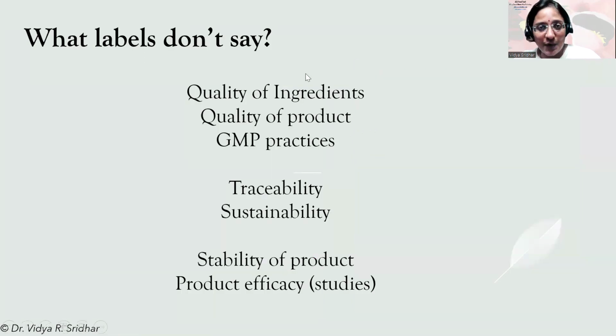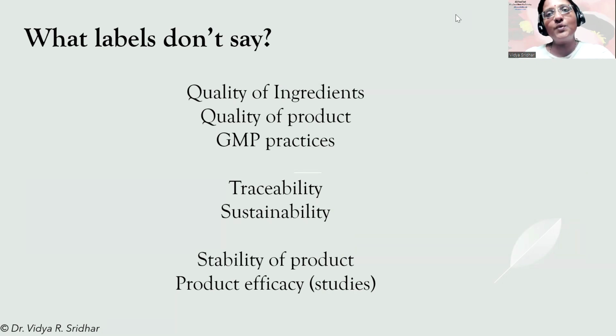Now, you all know what labels say, but there are certain things that labels also don't say. They don't say where the ingredients are coming from, what the quality is, what the traceability is, whether the ingredients are from a sustainable source, whether the manufacturing facility is using sustainable resources, whether water was saved when they made this product, how the stability of the product is, and whether they are going to deliver what they are saying until the end of shelf life, whether it has been tested to make sure that I get everything I need at the end of shelf life. All these are not written on the label.